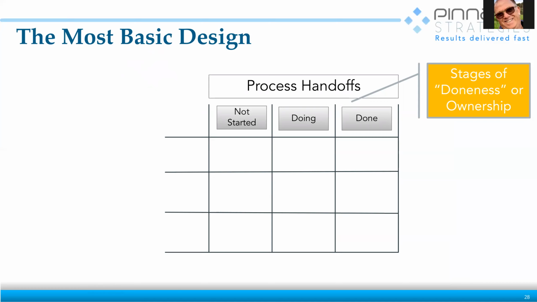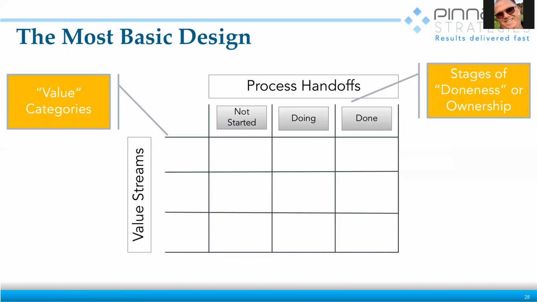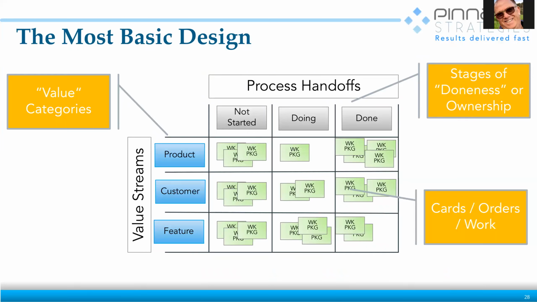But I think what I want you to get from this is that you have varying stages of doneness or ownership of your project. And then you have value categories, and that can be products or customers or features. And I'll talk more about this. Now, your process is probably not that simple, otherwise you wouldn't be in this webinar, but we'll start here with the most basic elements: stages of doneness and value. Oh, and one more thing, the work. Forgot about the work. The work are the cards or the Post-it notes or whatever. They are the elements of work.